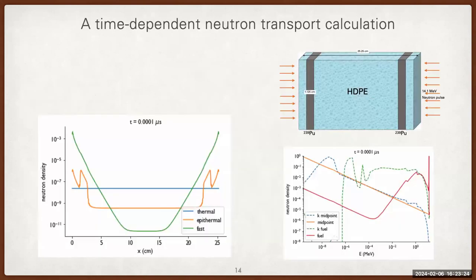Okay, so let's look at a time-dependent calculation for that system that I showed before, that subcritical system. And we're going to be looking at two things. On the left here, this is the neutron population in different energy regimes.